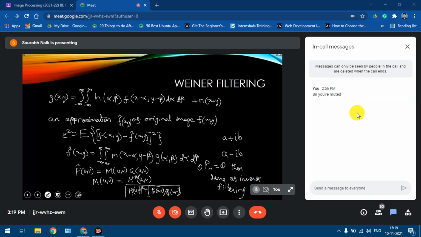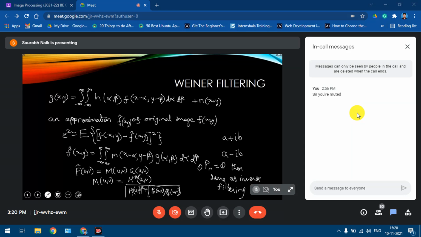Now, in Wiener filtering, instead of actually finding out what is f of x comma y, we take an approximation of this image, that is f cap of x comma y. This f cap is basically an approximation of what the original image would be. We don't try to find out what the original image is, we just try to get an approximation of it, and we try to reduce the difference between the f cap and the original image.